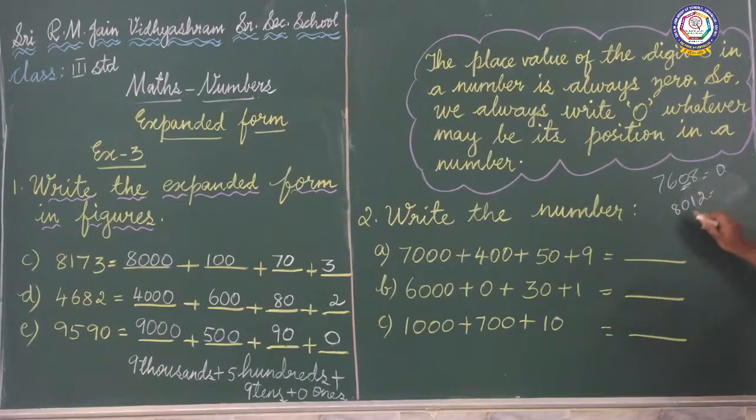Next, 8012. What's the place value of 0 here? Here ones, tens, hundreds. You don't write 100 here. What's the place value? Place value means what's the value of this place? 0 only.